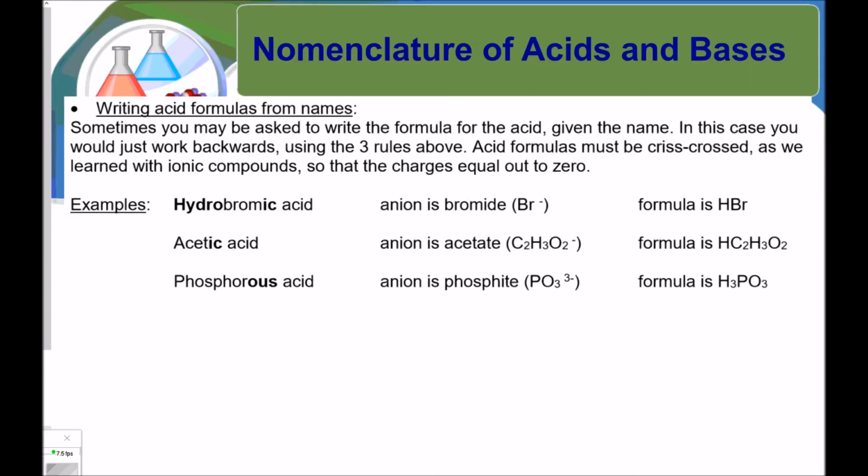To go from the name to the formula, we need to crisscross oxidation numbers. So hydrobromic acid, you've got hydrogen crisscross with bromine, +1, -1, HBr. Acetic acid, you've got hydrogen and acetate, +1, -1, you can just smush them together. Phosphorous acid ends in ous, so it should go back to ite. So you've got phosphite, hydrogen and phosphite. When you crisscross +1 and a -3, that 3 goes to hydrogen, so it's H3PO3.